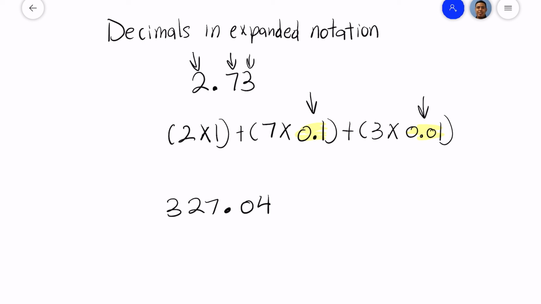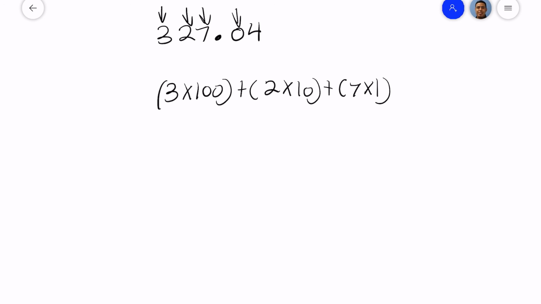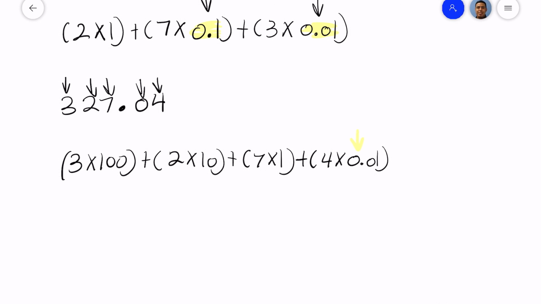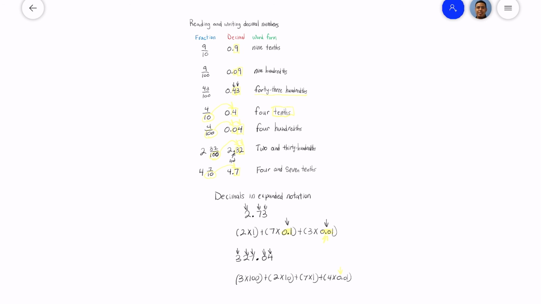327 and 4/100ths. For this example, I'm going to say that the 3 right here is in the hundreds place. So 3 times 100. The 2 here is in the tens. The 7 right here is in the ones. Here, there's nothing in the tenths place. So I'm not going to write anything for the 0 in the tenths. So I'm going to go to the next one, which is a 4 in the hundredths place. So I'm going to write 4 times 1/100th. So this right here is the same that I had over here. 1/100th, the hundredths place. And this is how we do expanded notation with decimals. So this is what we're going to be learning this week.